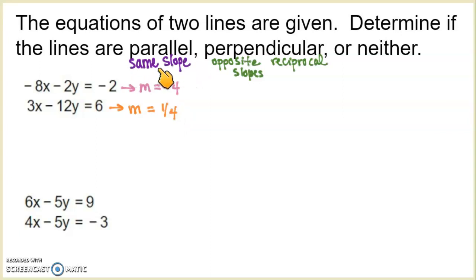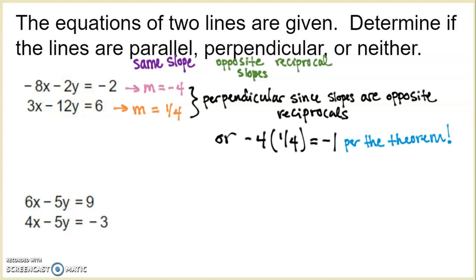Clearly they're not the same. They have opposite signs, so one's negative, one's positive, and they are reciprocals of each other. So we would say that these two lines are perpendicular, or we can use the theorem, and I can multiply those two numbers together, I get -1. So either way, we are able to determine that those two lines are perpendicular. So they intersect at a 90-degree angle.